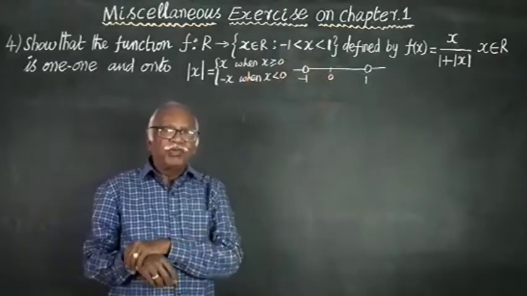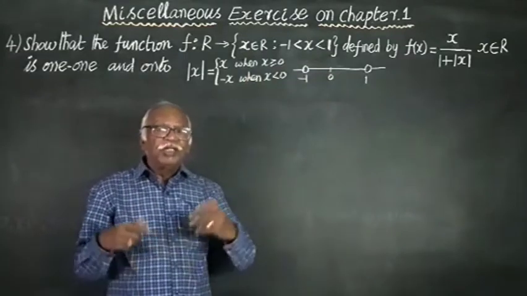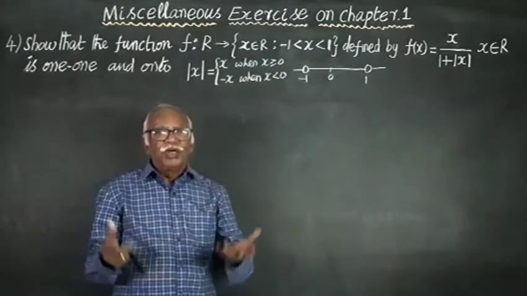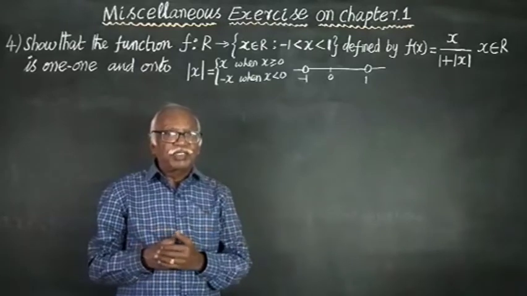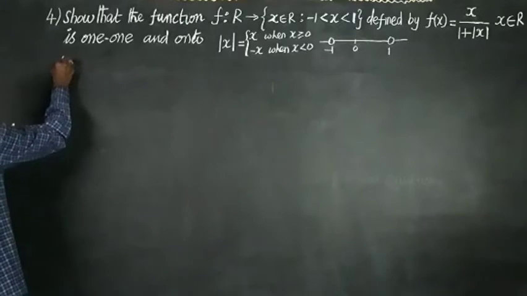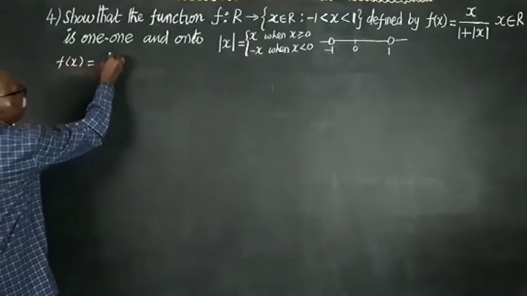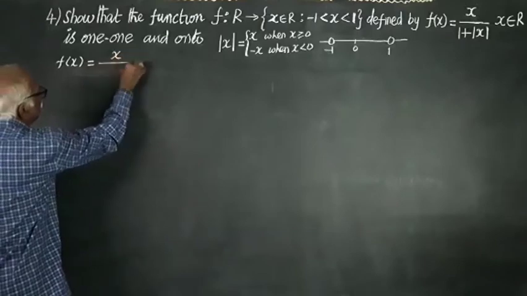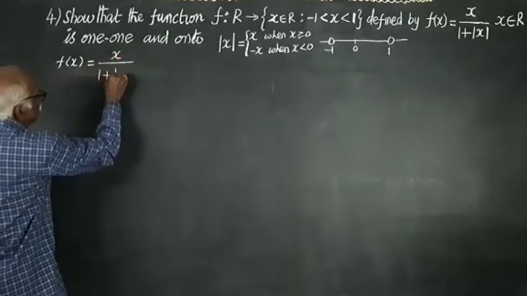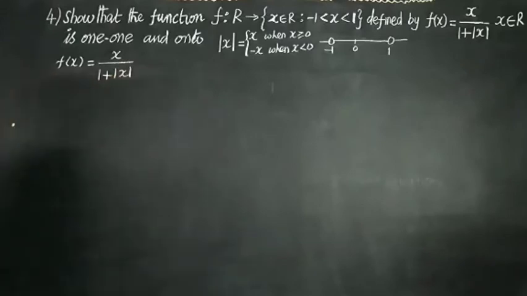To prove that it is 1-1, we have to prove that if f of x1 equal to f of x2, then x1 equal to x2. For onto, we have to show that f of x is equal to y. For f of x equal to x by 1 plus modulus x.